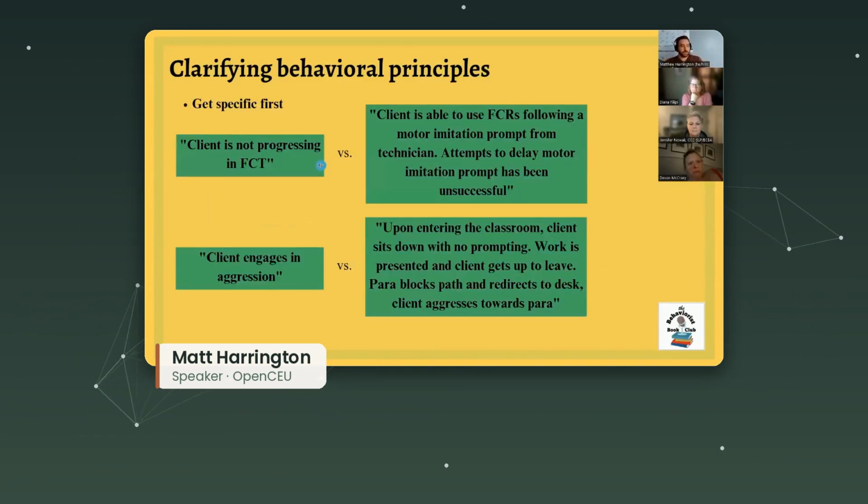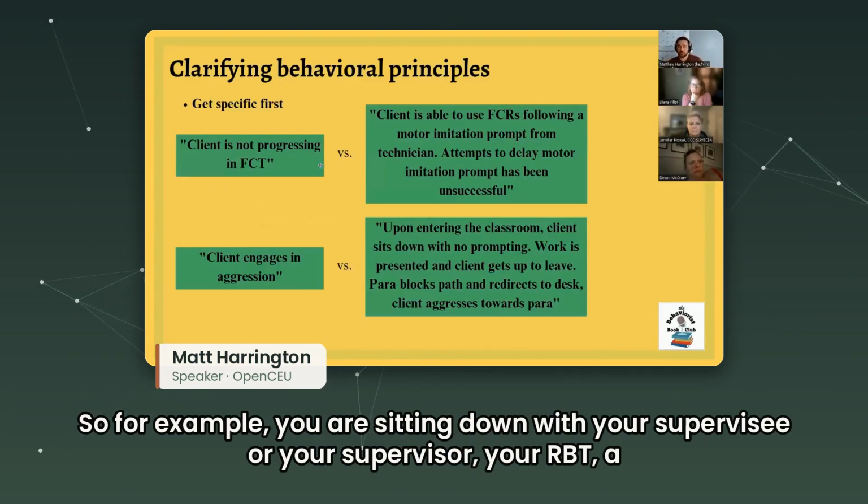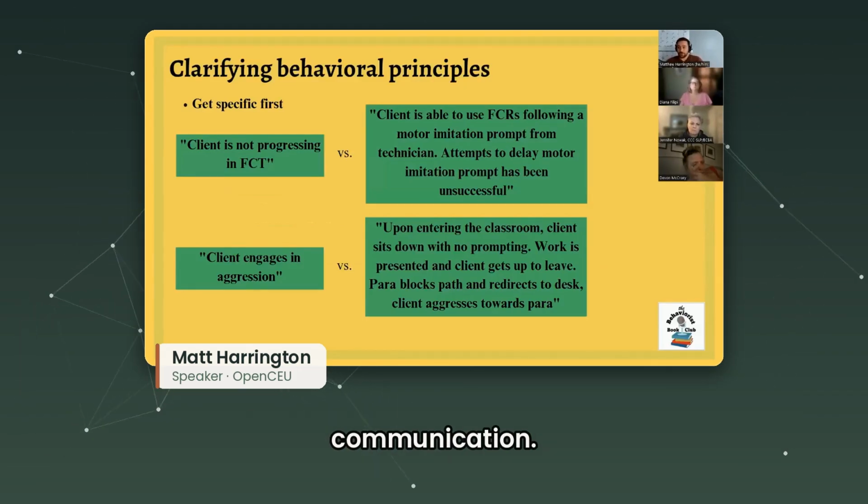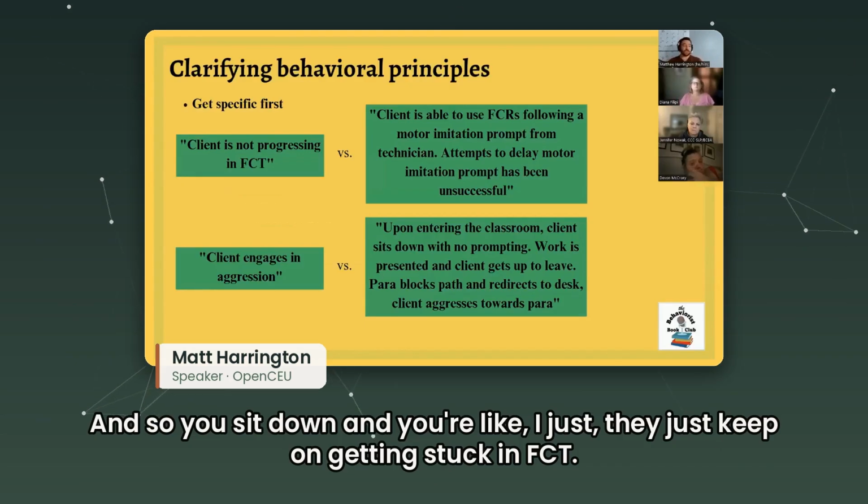So for example, you are sitting down with your supervisee or your supervisor, your RBT, or a caregiver, and you just hit a wall at the modeling phase of functional communication. And so you sit down and you're like, they just keep on getting stuck in FCT.